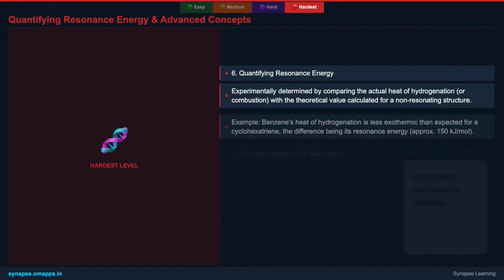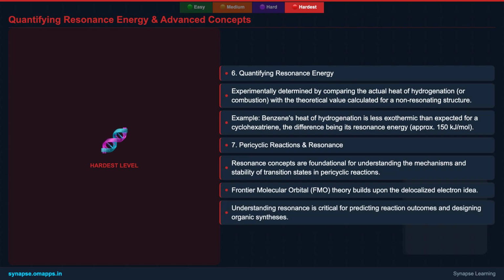Quantifying resonance energy experimentally, typically by comparing heats of hydrogenation, provides tangible proof of its stabilizing effect. Beyond basic organic chemistry, resonance principles are foundational for understanding advanced concepts like pericyclic reactions and frontier molecular orbital theory, which are key to modern synthetic design and mechanistic predictions in chemical engineering contexts.